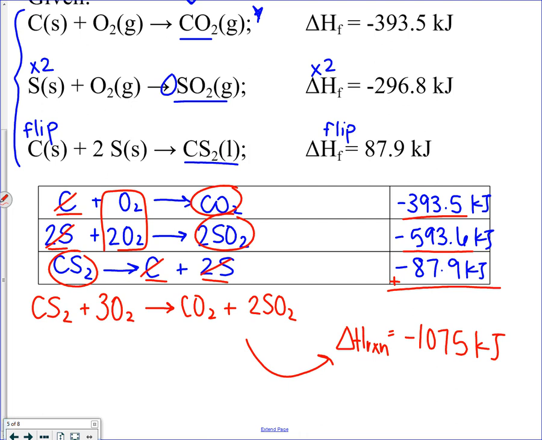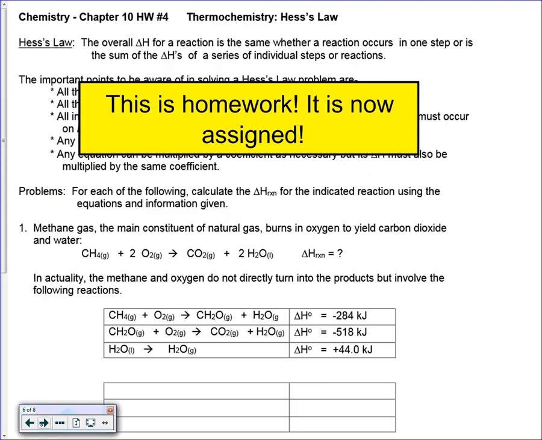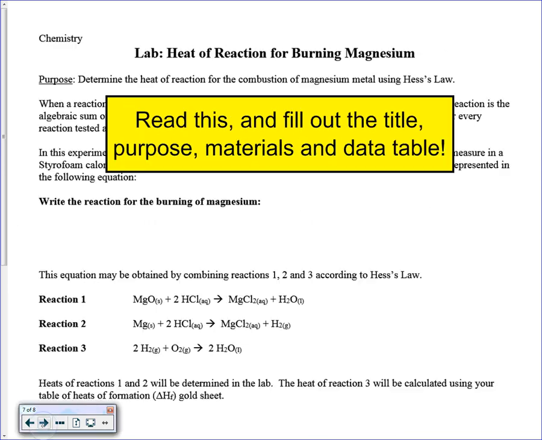Okay, so that's it for the examples. So now just a couple things that I want to tell you about. Next, this is homework number 4. It's on Hess's Law. You'll see that I set up the homework very similar to how I just showed the examples. So go ahead, and this homework is assigned. You will have a quiz on this homework, and that quiz will be on Thursday. So make sure that you come prepared on Thursday, and actually come prepared tomorrow to ask me any questions that you might have. So this is now homework.